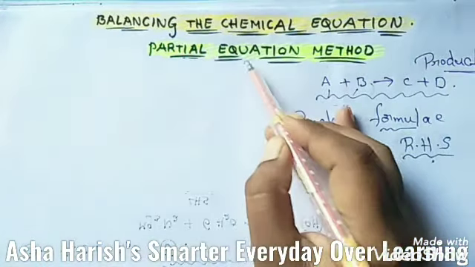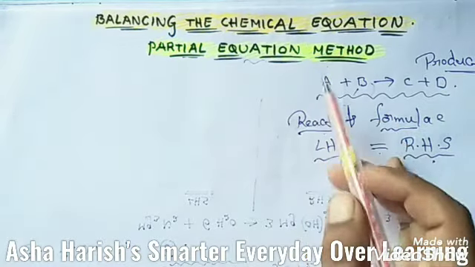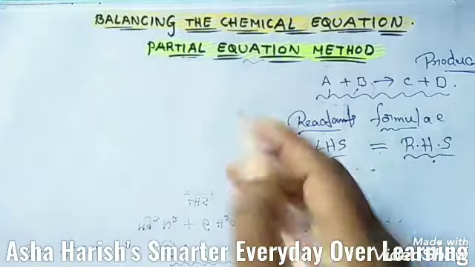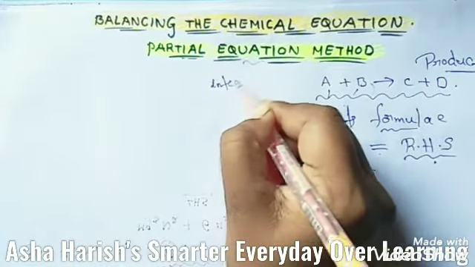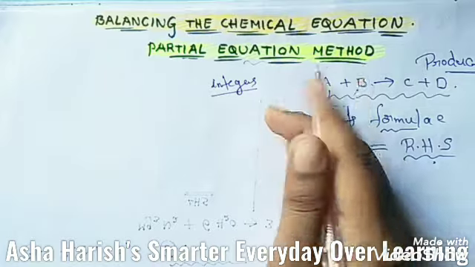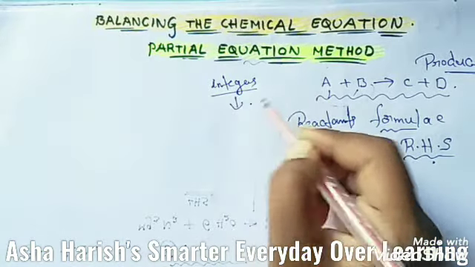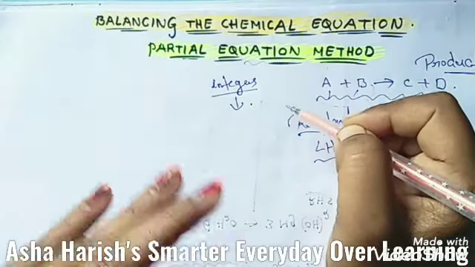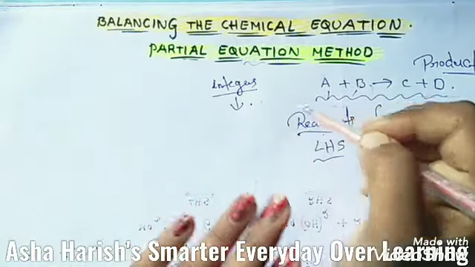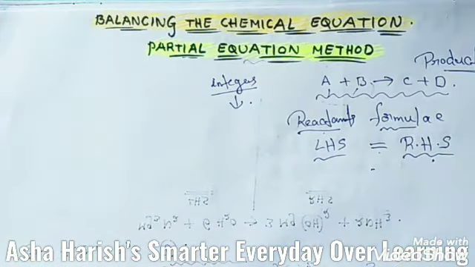Then you balance the equation by using this partial equation method. If necessary, the partial equations are multiplied by suitable integers so as to cancel those intermediate products which do not occur in the final equation. Finally, the partial equations are added up to get the final balanced equation. Let us see what the methods involved in that are. Let's see by solving the examples.